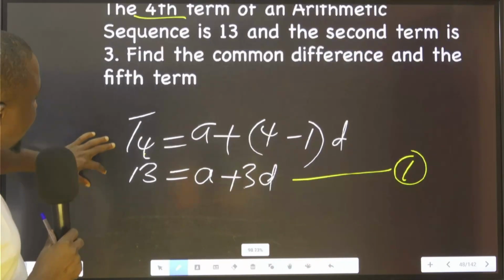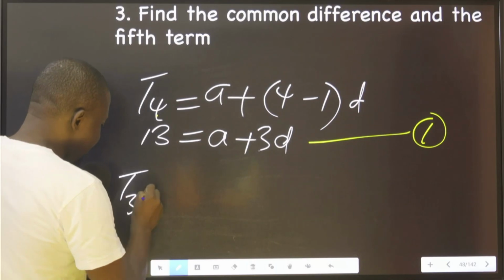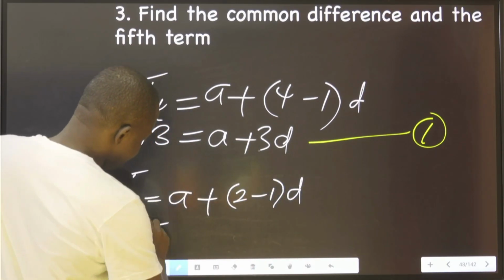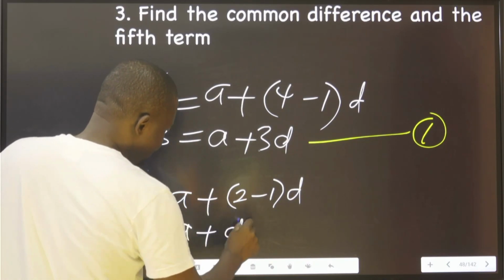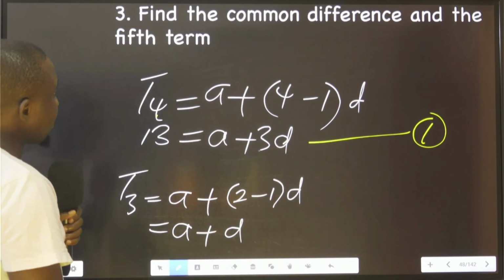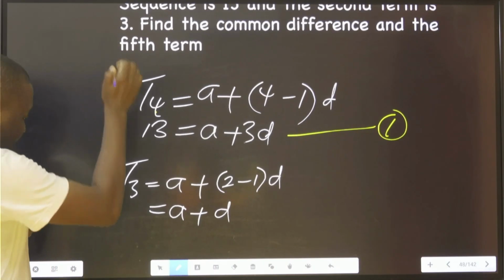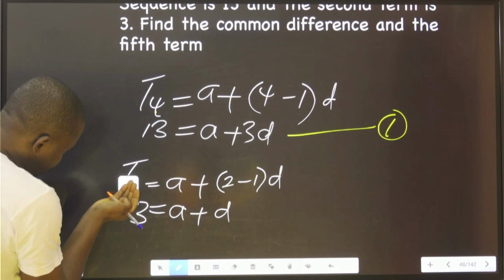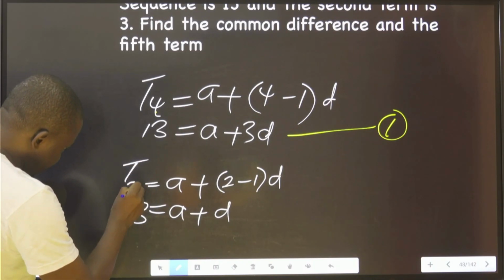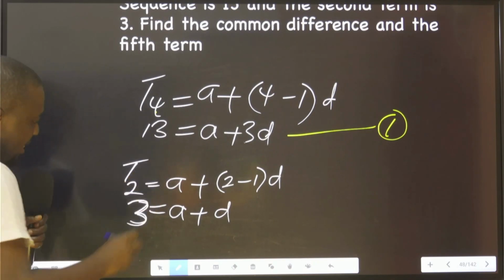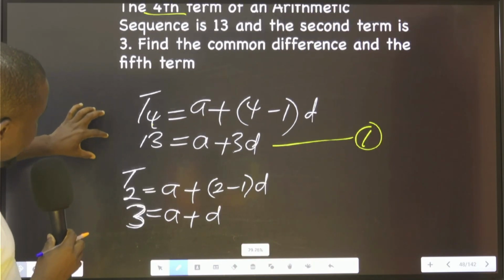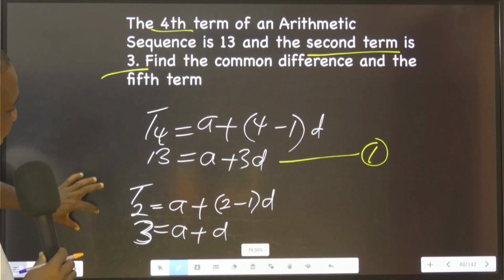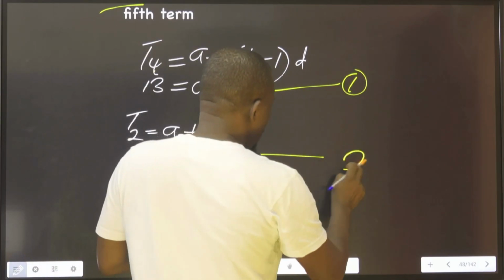The second term is 3. The second term is a plus 2 minus 1, d. That is a plus d, because this is 1d, which is also d. And we are told that it is 3. Sorry, this is the second term, not the third term, okay? The second term is 3. The value is 3, but it is the second term. Now, we can call this one equation 2.